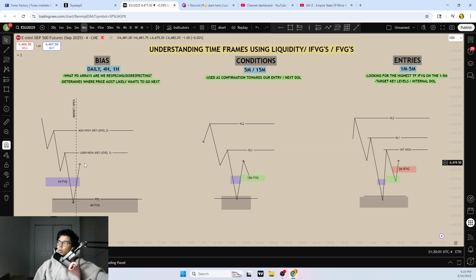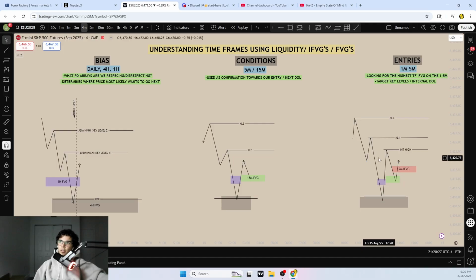So if we inverse this 1 hour gap, but we still have London highs and Asian highs above us, what are we looking for? We're looking for a 5 or 15 minute fair value gap to open up, so then we can take a continuation model towards these key levels 1 and 2, right? So say we inverse it, market opens, and as price is trending up, we come down and retrace into a 15 minute gap. Well, then what am I looking for from there?